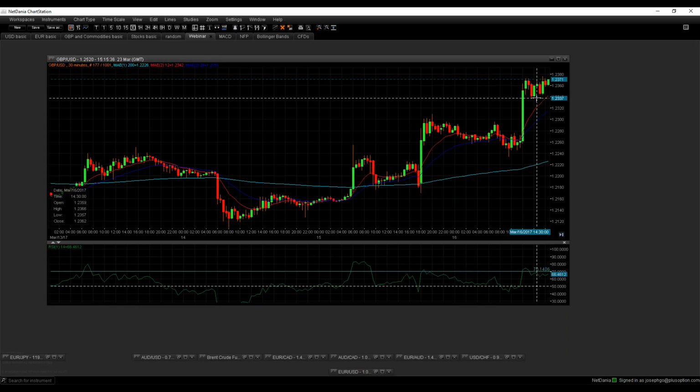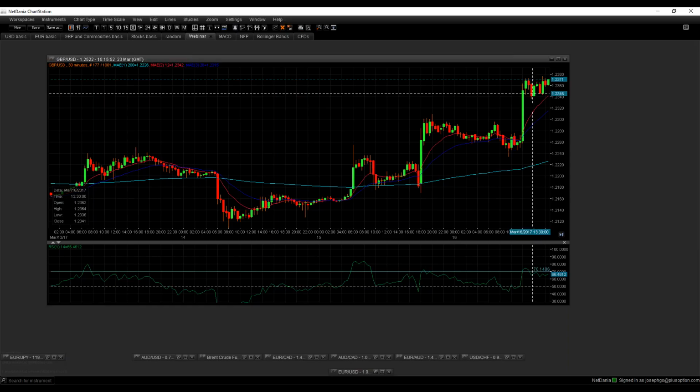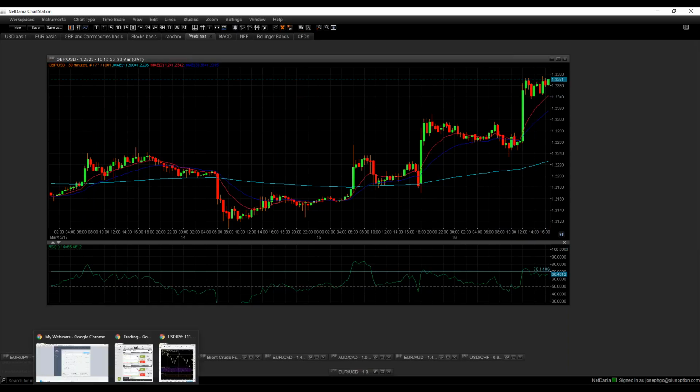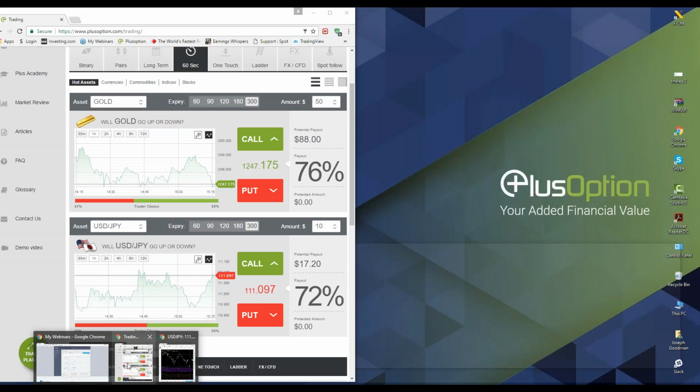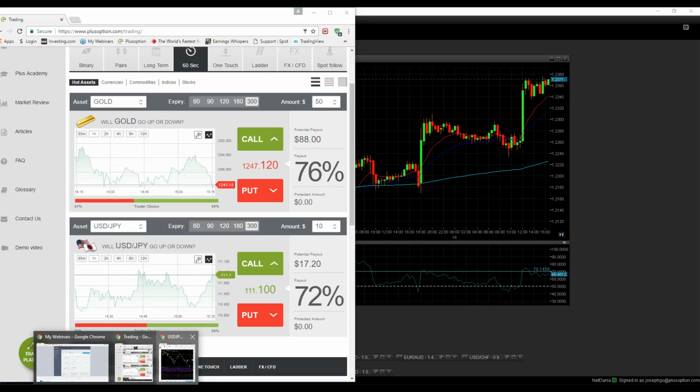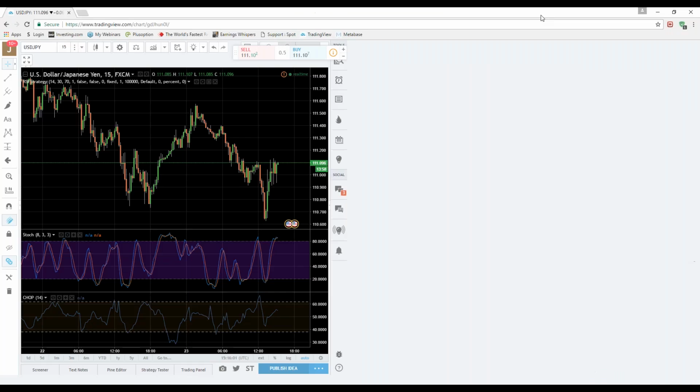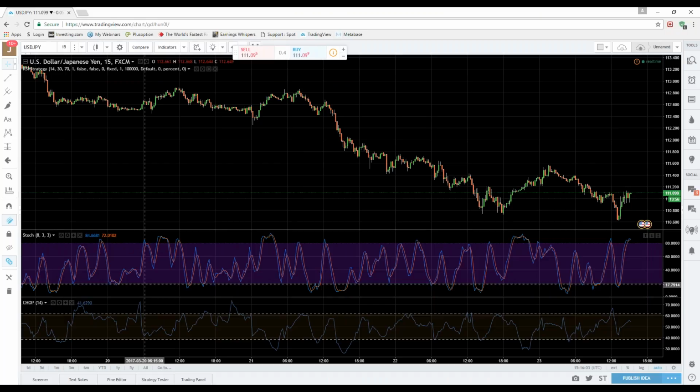Very nice. So we have 2 things left to cover today. I'm going to finish today's session with some stochastics 60-second trading. But first, I want to talk to you about a new indicator that we have not yet discussed called the Choppiness Index. So now we're going to switch from NetDania to TradingView. Okay. And you'll notice my Choppiness Index down here.